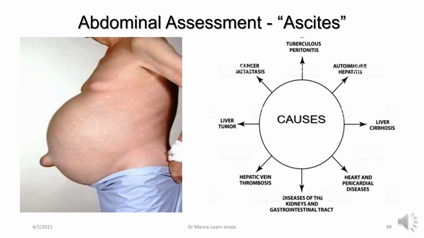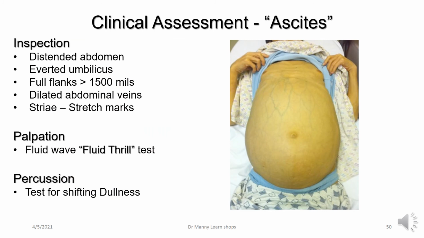When you've got ascites, typically here, you've got a lot of fluid. 500 mils will give you clinical signs. 1500 mils will have this sort of picture, distension severe.